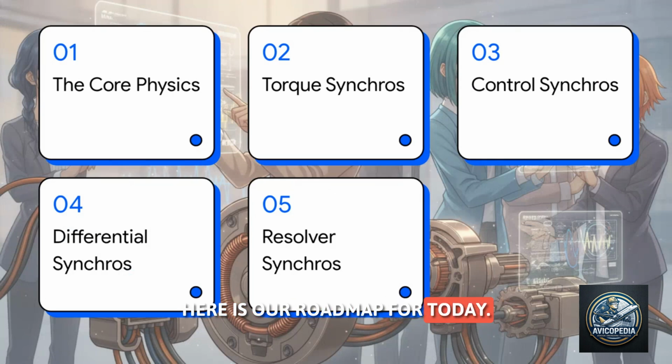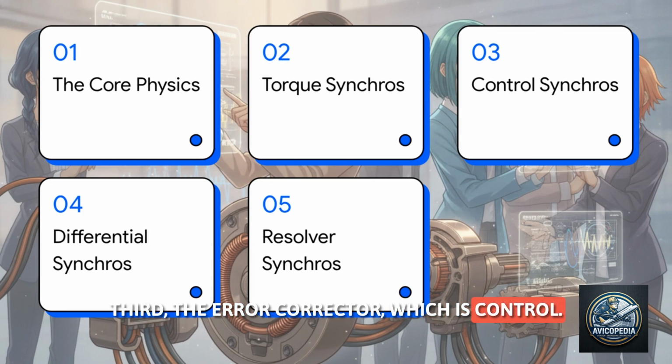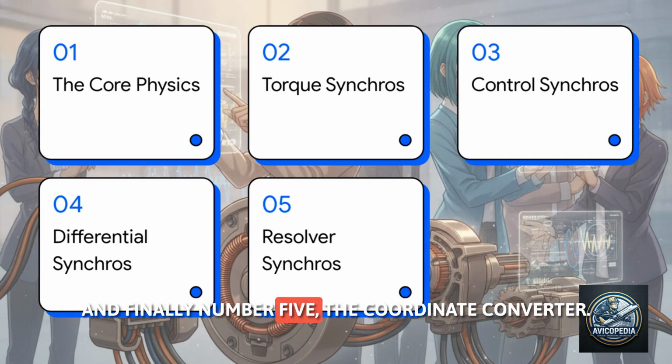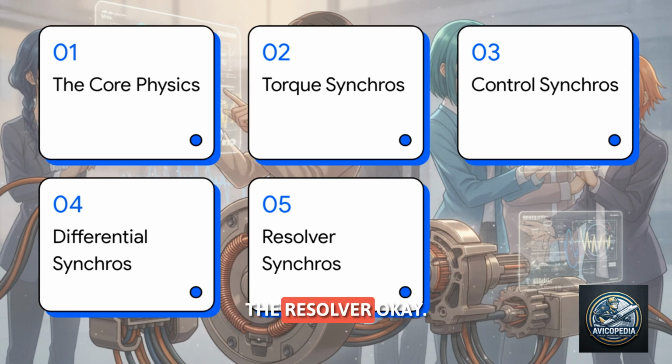Here is our roadmap for today. First, the core physics. Second, the basic synchro, or torque. Third, the error corrector, which is control. Fourth, the angle calculator, or differential. And finally, number 5, the coordinate converter, the resolver.